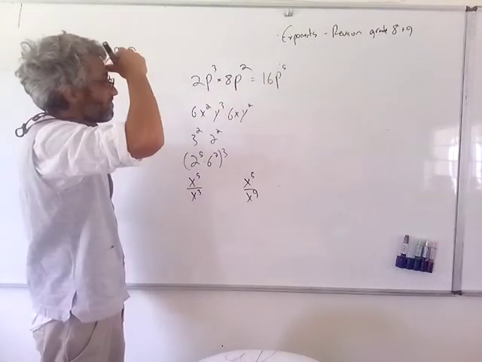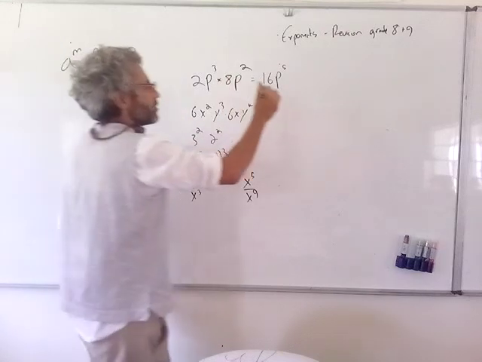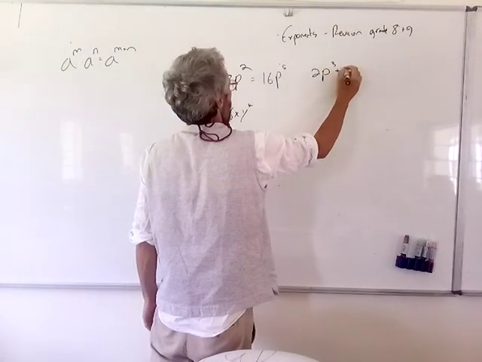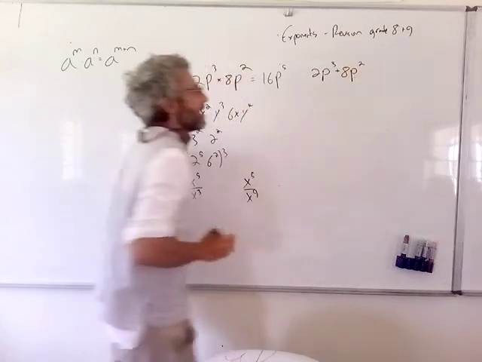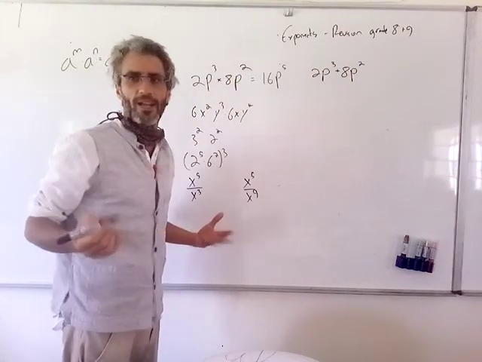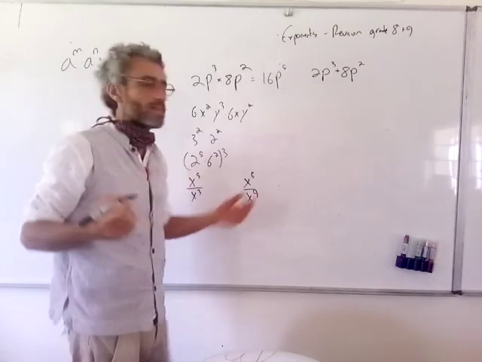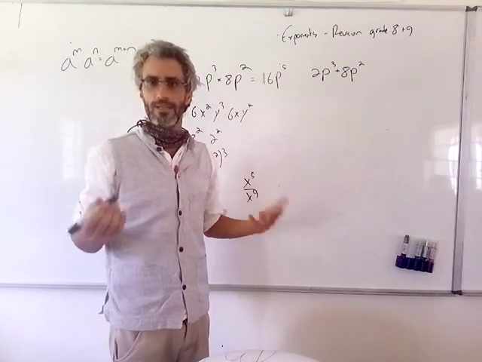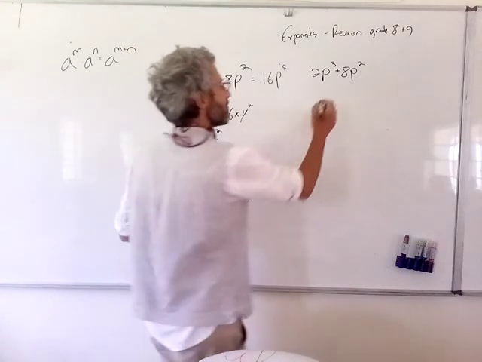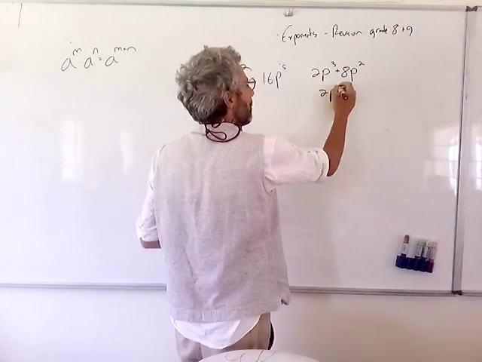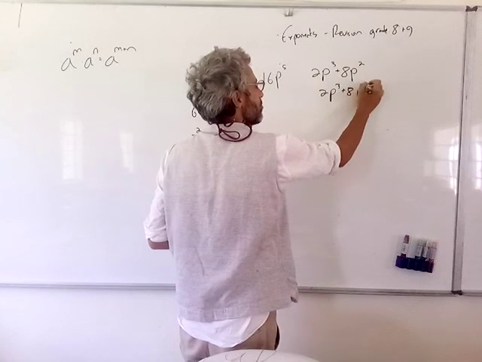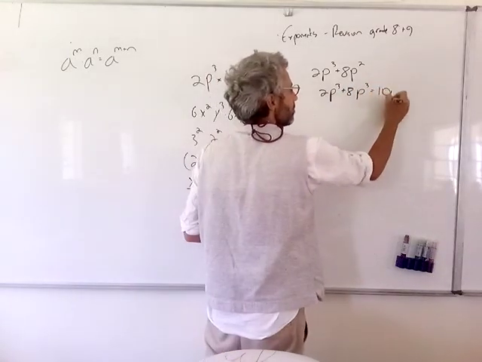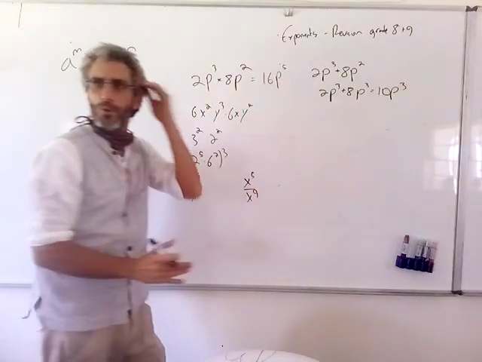Now, by the way, I'll just write down here, if I have 2p cubed plus 8p squared, is there anything I can do with it? No, there's nothing I can do. I can factorize if they ask me to factorize, but because this is p cubed and this is p squared, I can't add them together. There's nothing I can do. However, if I have 2p cubed plus 8p cubed, what can I do with that? 10p cubed. Okay, so we all happy with that?